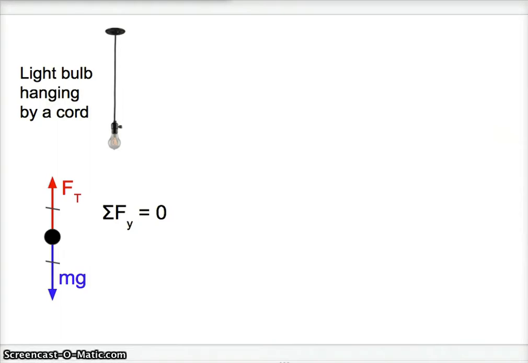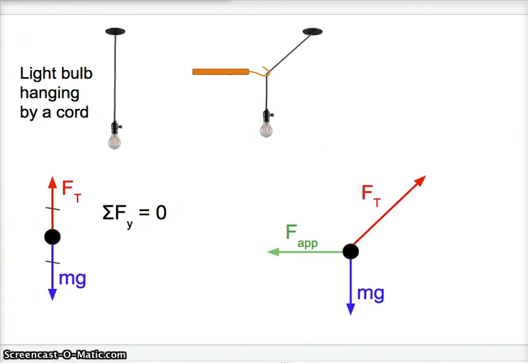But what if we were to pull on the rope so that the rope or the cord itself was angled? Well, in that case, our force diagram would change slightly, and we would have that applied force to the left, and our tension force that's pulling upwards is now pulling up and to the right. It's pulling at an angle. Our downward tension force would still equal the weight of the light bulb, mg.